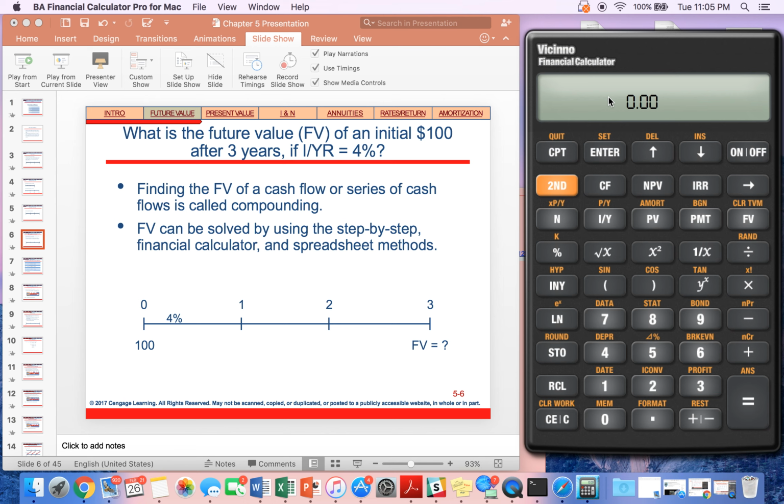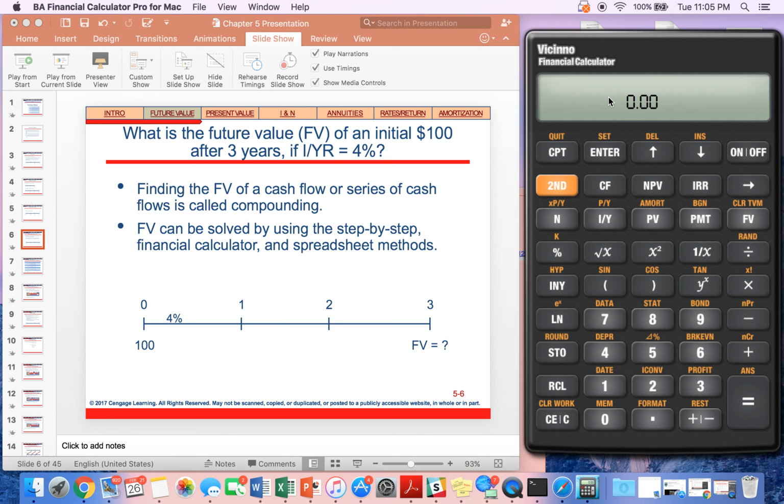So this question asks, what is the future value of an initial $100 after 3 years if my rate of return is 4%? Well, what does that mean? What we're really trying to find out in this question is, what is the future value of my $100 that I have today? So if I take $100 and I invest it in a savings account for 3 years at a rate of 4%, how much money am I going to have in 3 years?